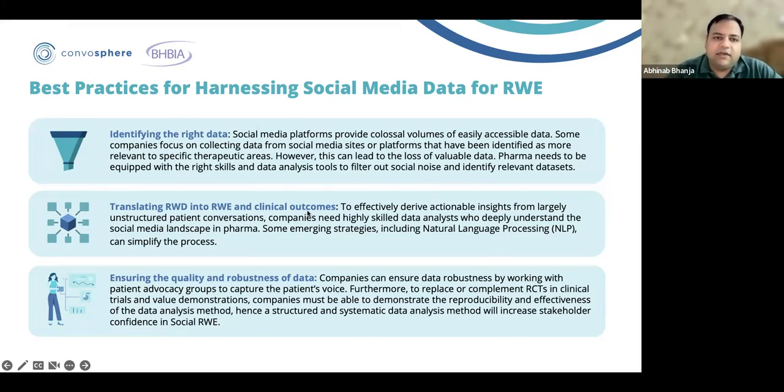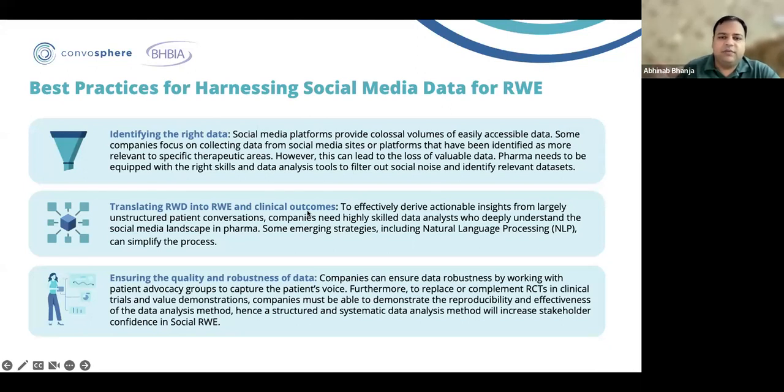Translating RWD to RWE and clinical outcomes. To effectively derive actionable insights from large unstructured patient conversation data, which is social, it's very important to understand the entire social media landscape for pharma, to understand how patients really talk about it online, and how to translate the business questions that we have from an RWE perspective into questions that we can answer from the social data. So that is very important.